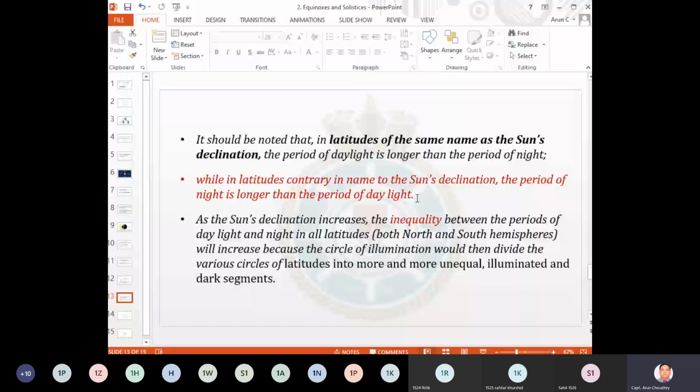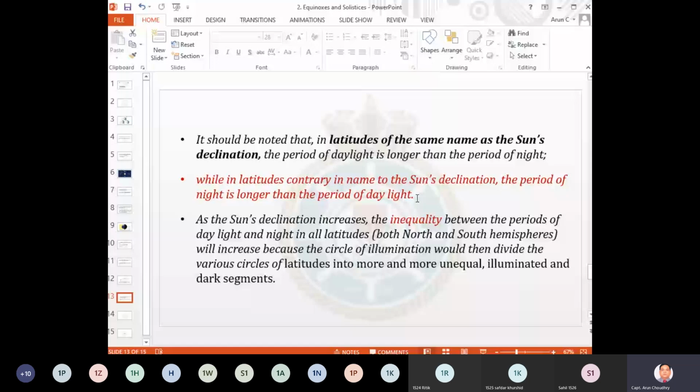So that means when the latitude and declination have the same name, when the declination is north, that is between 21st March and 23rd September, the declination is north for the sun. So at that time in the northern hemisphere, the period of daylight is longer, because when the latitude and declination have the same name, you will have a longer period of light. When it is opposite, the period of light is short. It is a simple thing you can understand. Just visualize this.